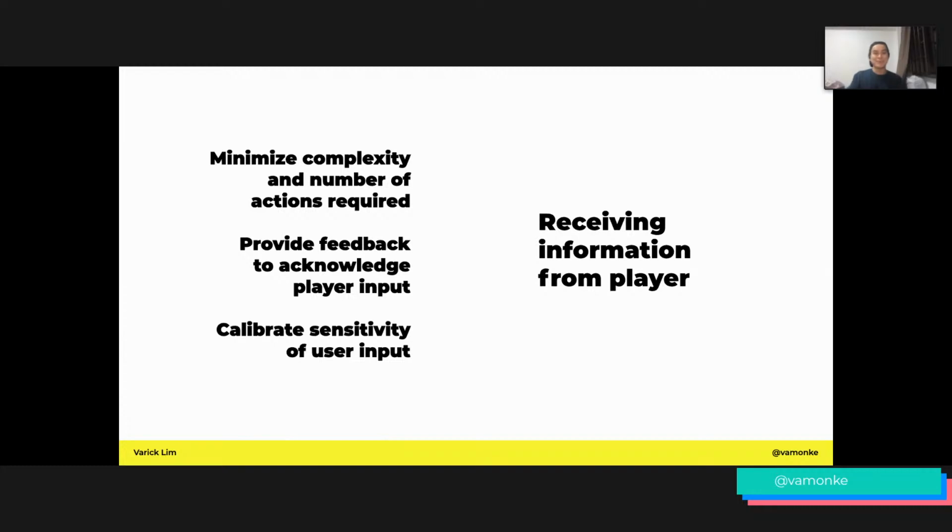Yeah, so super cool. Then the last point is to calibrate sensitivity of user input. This really depends on your game controls, on the way the user is supposed to interact with the game. So for things like head tilt, you don't really need to calibrate because Instagram detects it very well.